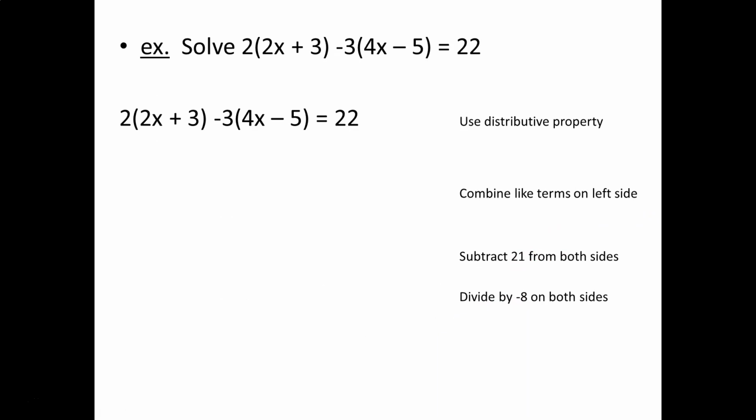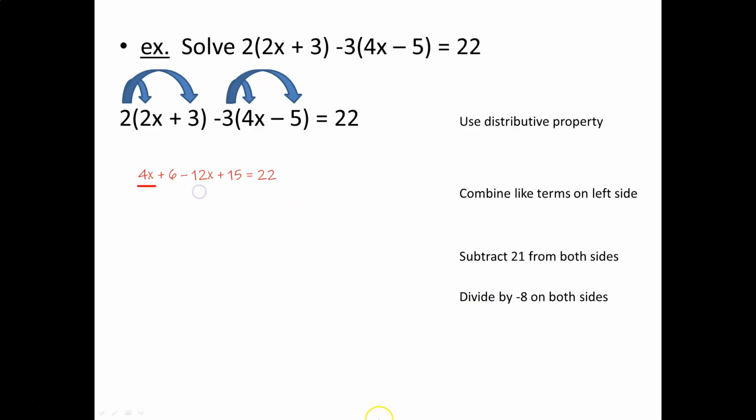We have 2 times the sum of 2x plus 3 minus 3 times the sum of 4x minus 5 equals 22. So the first thing we do is that distributing property. So we're timesing both of these by 2 and both of these by negative 3, because that negative goes with the 3. So we get 4x plus 6 minus 12x plus 15 equals 22.